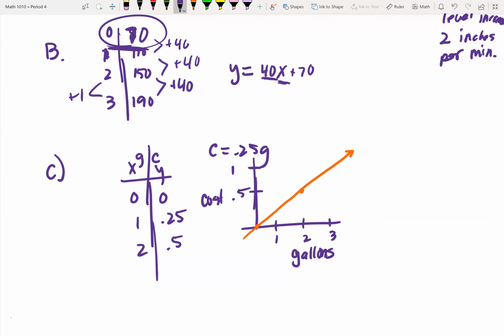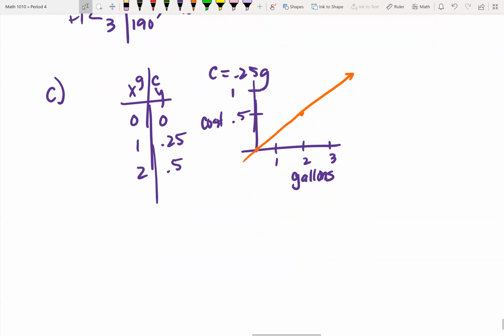And then verbally, I'm just going to say it. You guys can write it. I begin with, if I don't use any gallons of water, I'm not going to have any cost. And then from there, every gallon of water that I use, the price goes up 25 cents.